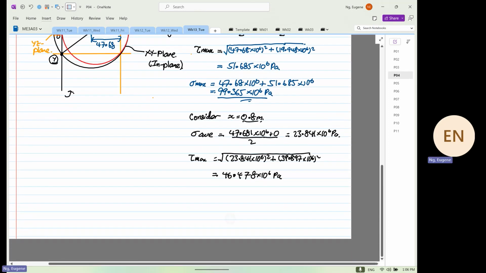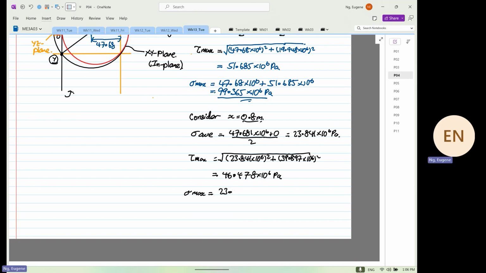So stress max will be equal to 23.841 plus 46.478. So 23.841 plus 46.478 is 70.319 times 10 to the power 6 Pascal.